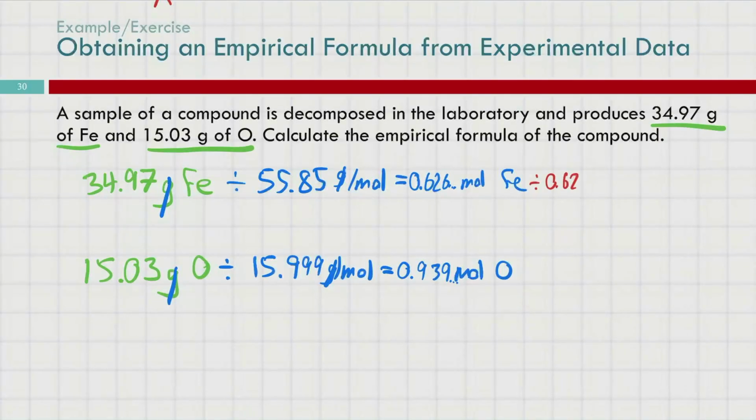Divide by the amount of iron. So this top one's free because it's something divided by itself. So 1 iron for every iron.